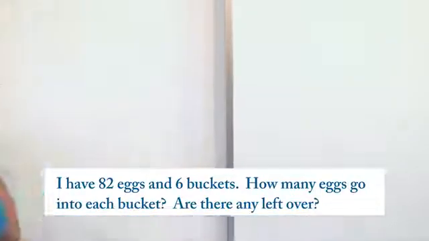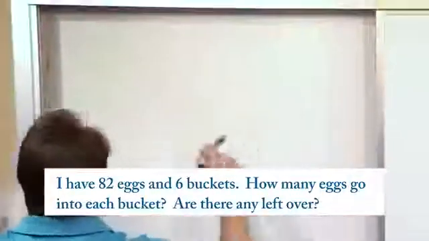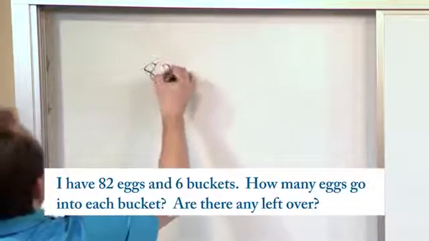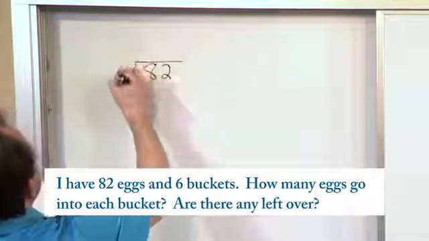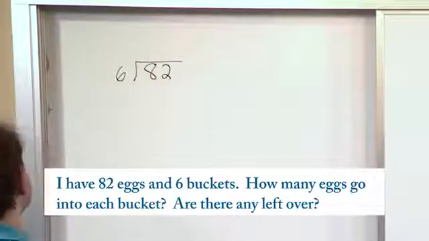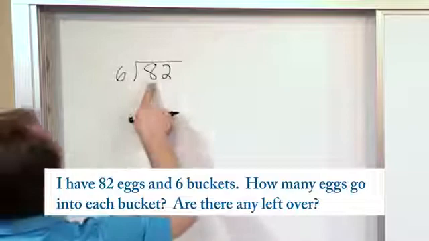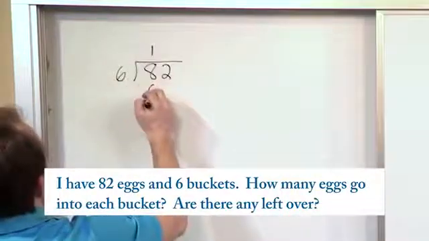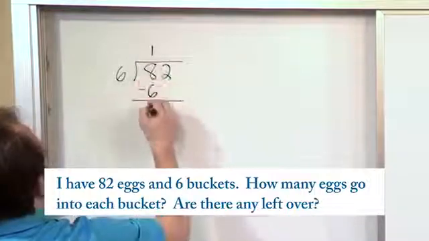So this is a division problem because we're dividing the amount of eggs over 6 buckets. So really what we have is 82 eggs, and we're dividing by 6. We want to see how many times will 6 go into that number. So how many times will 6 go into 8? That will only go one time. Then we multiply. 6 times 1 is 6, and subtract. 8 minus 6 is 2.